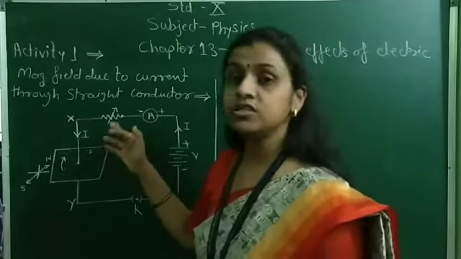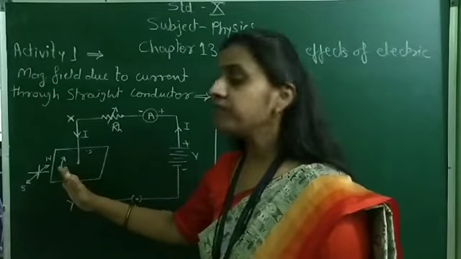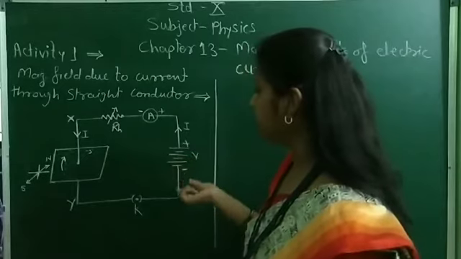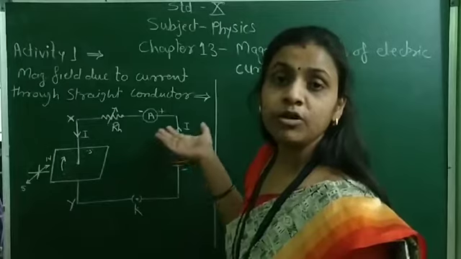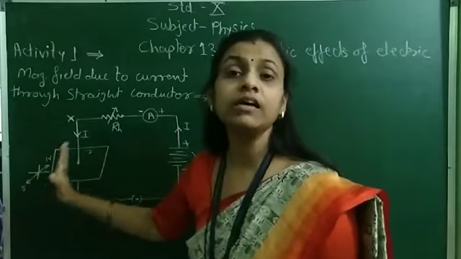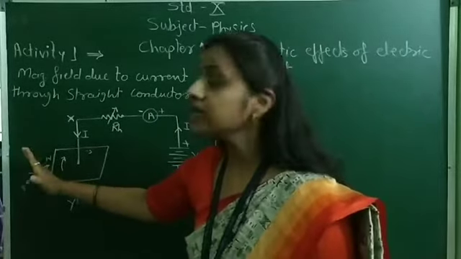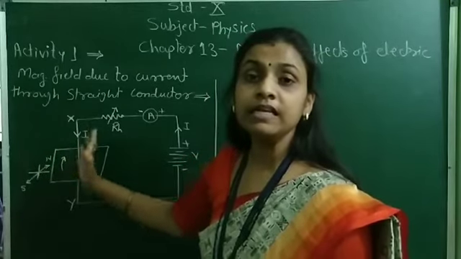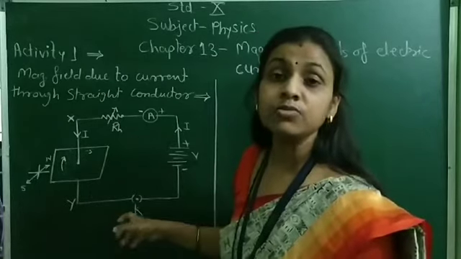If we vary the current flowing through the circuit, then the magnetic field also changes. Suppose initially there is a 5 ampere current, and now we increase it to 8 ampere or 10 ampere. As soon as we increase the current, the deflection in the needle also increases. And if we decrease the current, the deflection in the needle decreases.